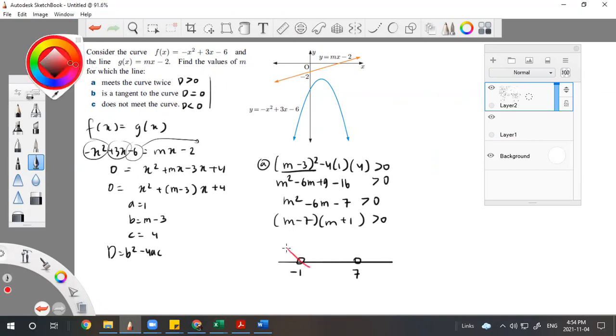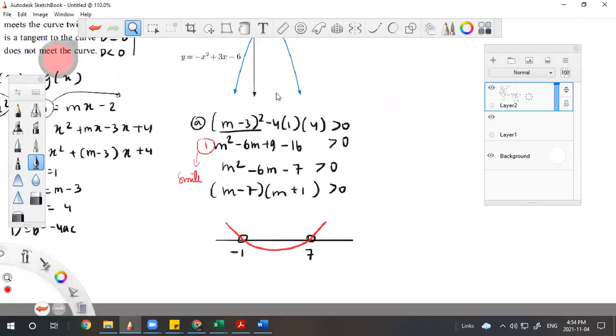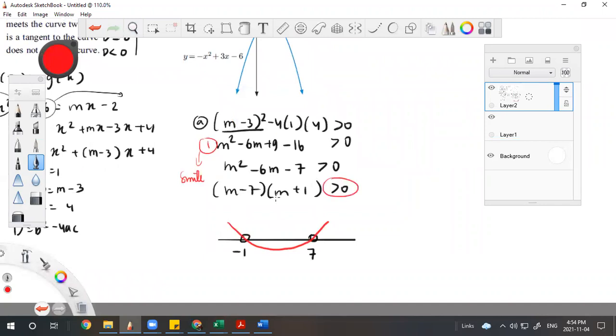And when the m squared is 1, so it is smiling, right? You don't have to do the plus minus plus diagram or the sign diagram, no need. It's 1, it's smile. So when it is smile, you have to find something that is more than 0. More than 0 is here, above the curve, I mean above the axis. So m will be less than 1, or m is more than 7. Oh, no equal sign, right? So this will be the answer for A.